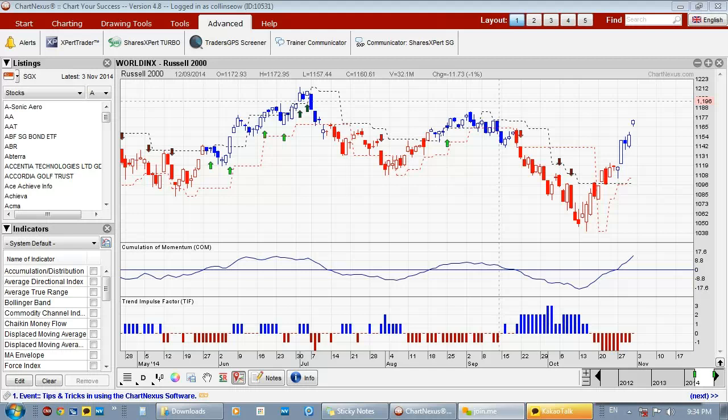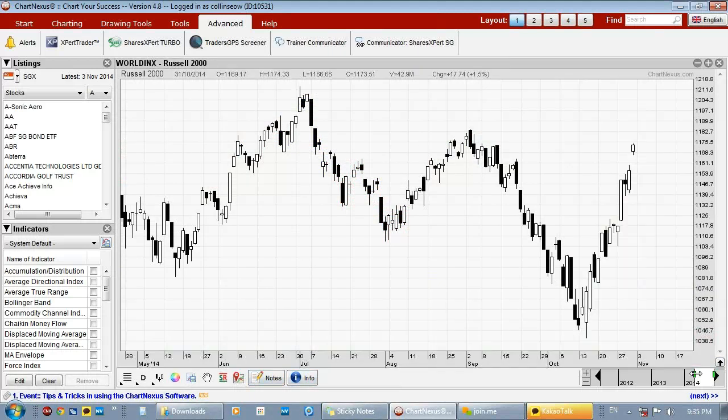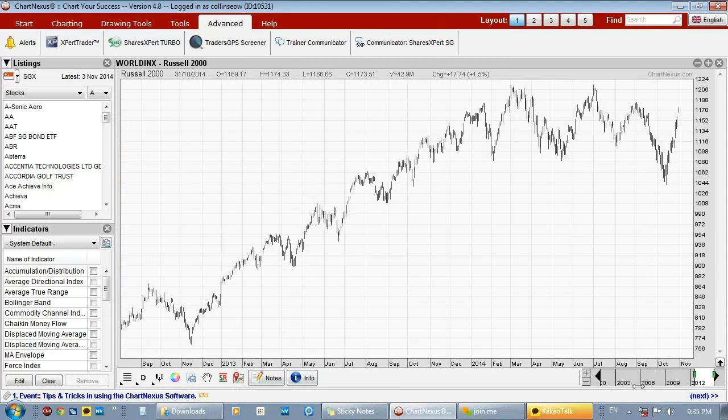Now let's look at the first thing. Let's look at the Russell. I think the Russell will give us some forward indication of the market. Okay, so right now what we see is the Russell chart, and let me just draw the uptrend line.